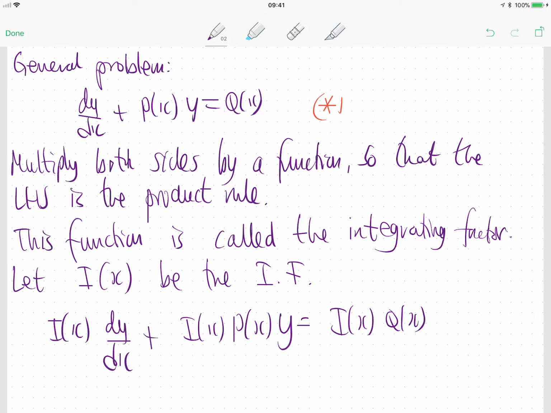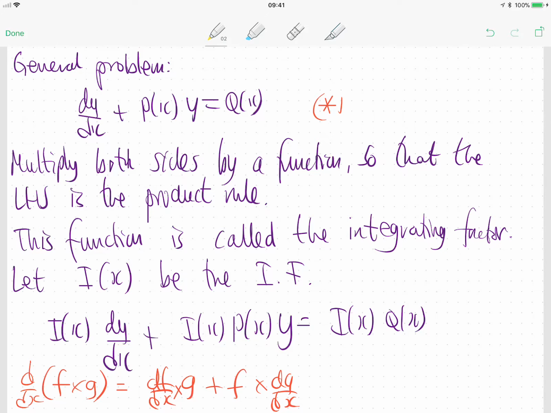I have an equation that looks like this. Okay, and we want this to be, so I'll write this in a different color, we want this to be d by dx of f times g. So we want to see df dx times some function g, plus f times dg dx. This is what we want to see.